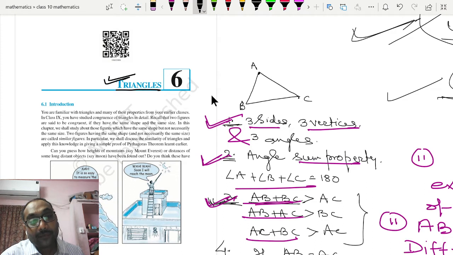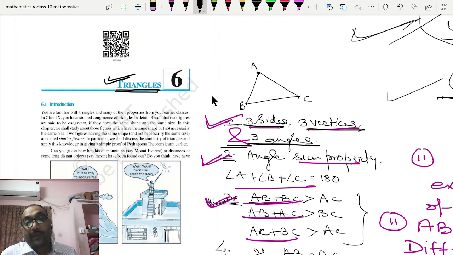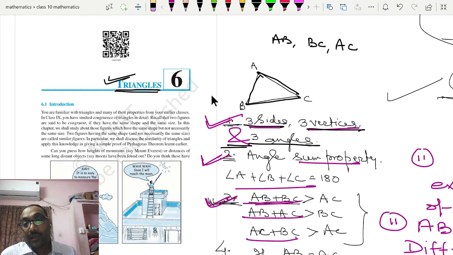triangles can be defined. We have already studied since class 1 that the figure which has three vertices is called a triangle, and then after we have studied that it has three sides, three vertices and three angles, and the figure bounded by three sides, namely the three sides are AB, BC and AC. Okay, so here the triangle is a figure bounded by these three sides.